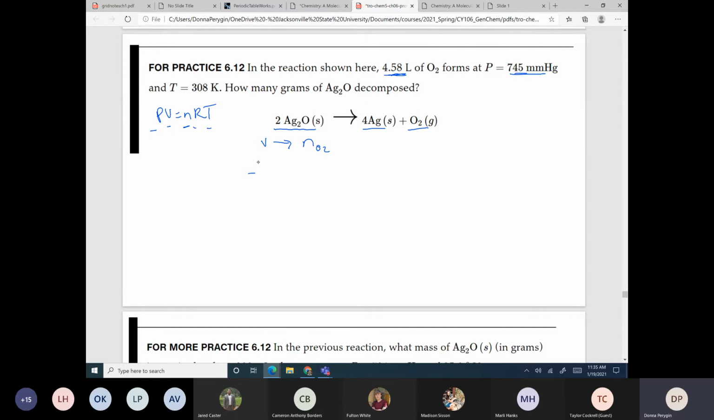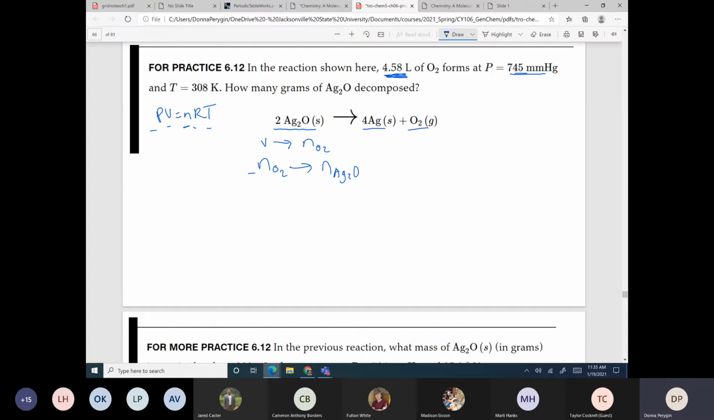Okay, and then from moles of O2, we can get moles of Ag2O. That's from the balanced equation, okay? And then from the moles of silver dioxide, we can get grams of silver dioxide from the molecular formula, from the molecular weight, okay?